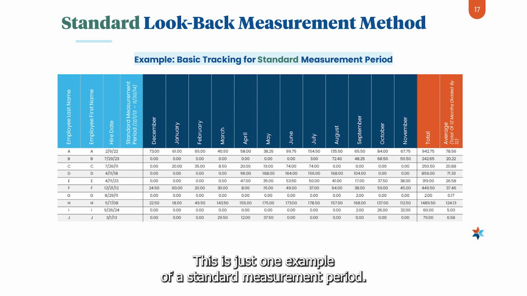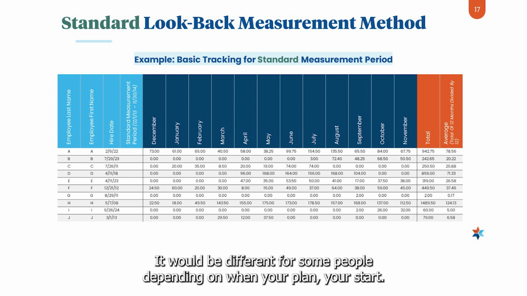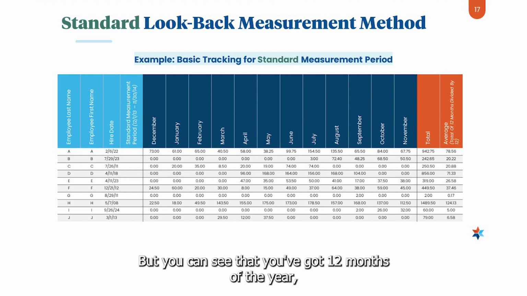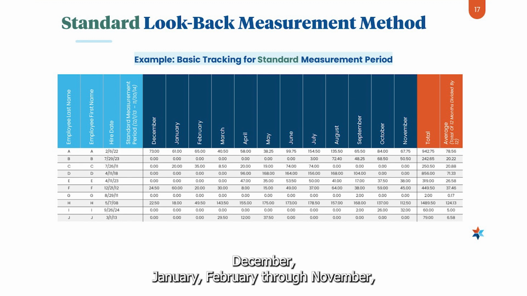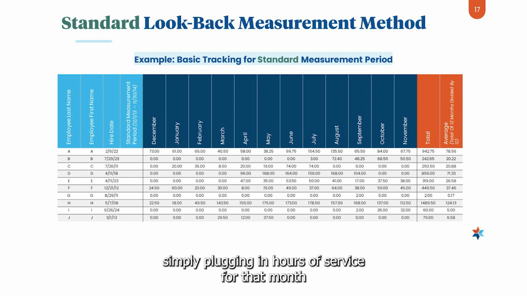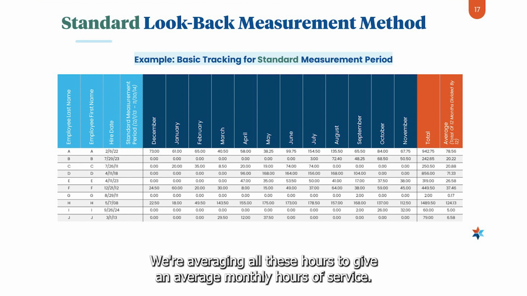This is just one example of a standard measurement period. It would be different for some people depending on when your plan year starts, but you can see that you've got 12 months of the year, December, January, February through November. And you're just simply plugging in hours of service for that month. And then you're totaling those hours of service up after the 12 months and dividing by 12, because we're averaging all these hours to give an average monthly hours of service.